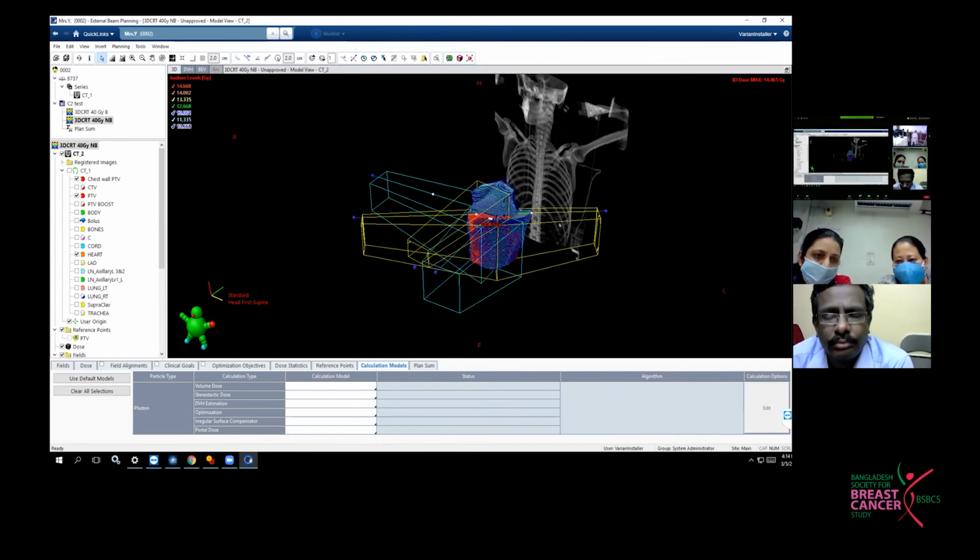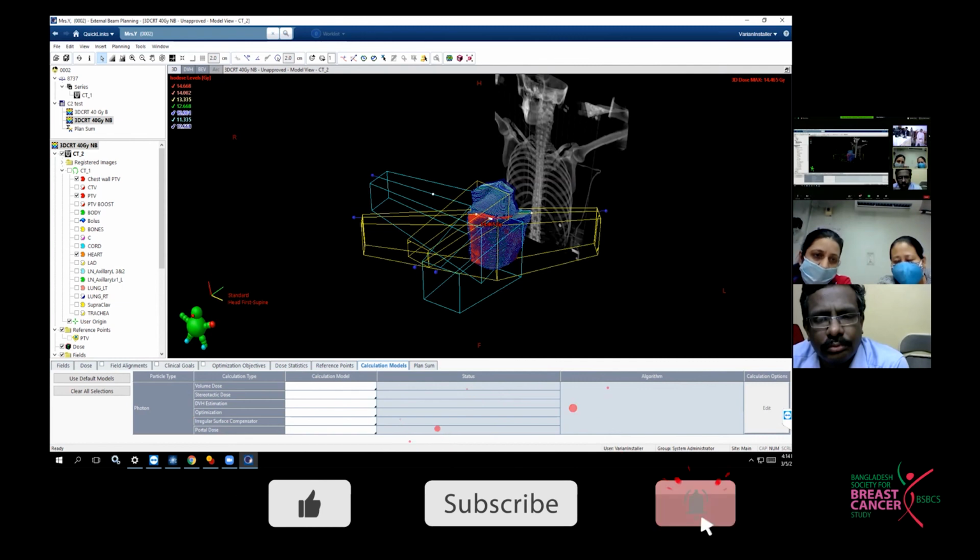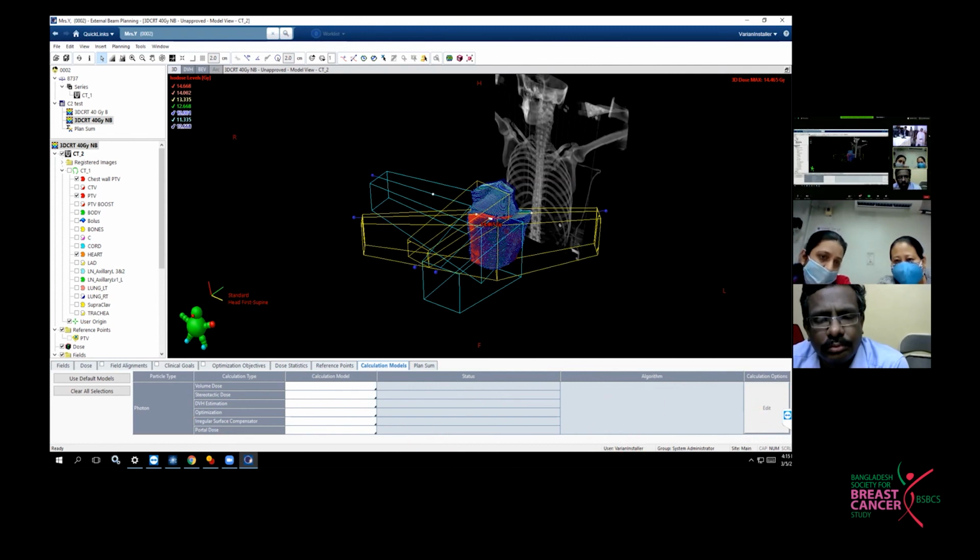Whatever technique you employ, if there are folds in the target volume, whether it is a flabby breast which is hanging with a fold in the inframammary region, or a neck chest wall case where the patient is unable to abduct properly and there are folds, you have to be careful. If required, you may not plan with 3D-CRT and you may want to change the treatment technique.